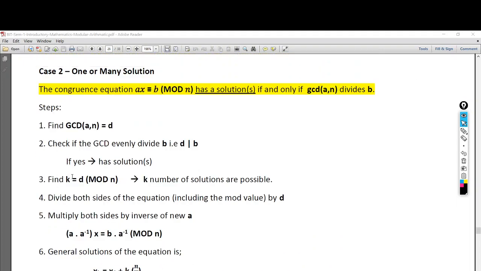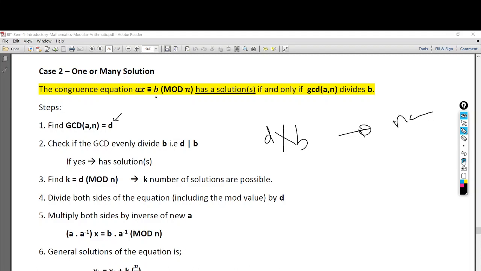First, you have to find the GCD of A and N. Then you have to check whether that GCD, which we have just called D, divides B. Of course, if it divides, we have a solution. If D does not divide B, we can just stop and say no solution.